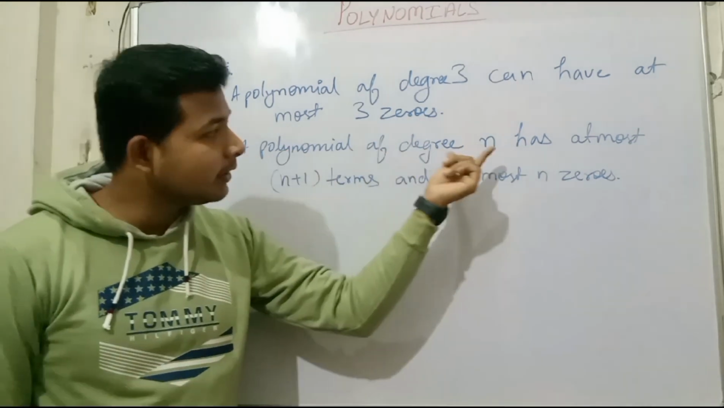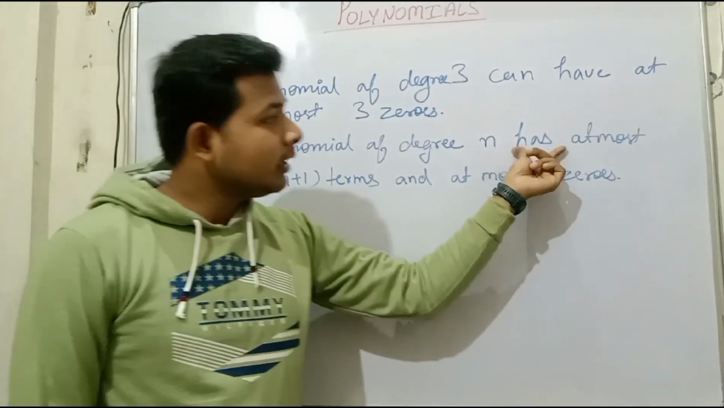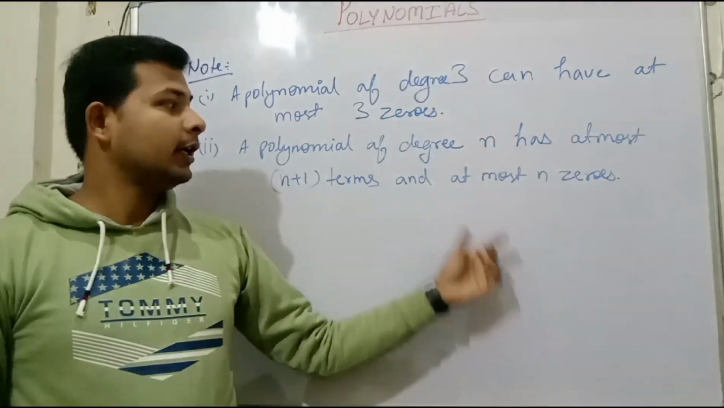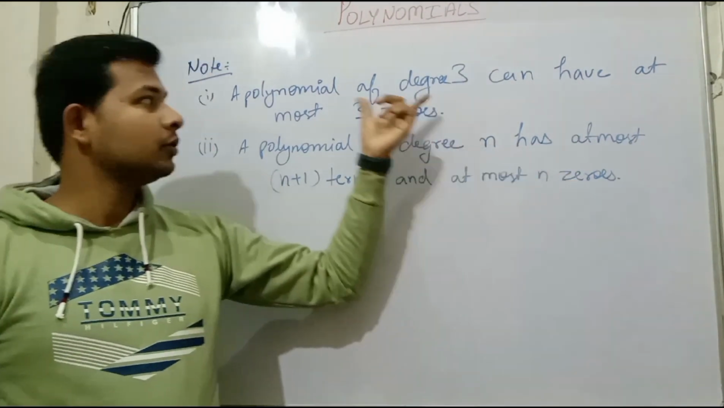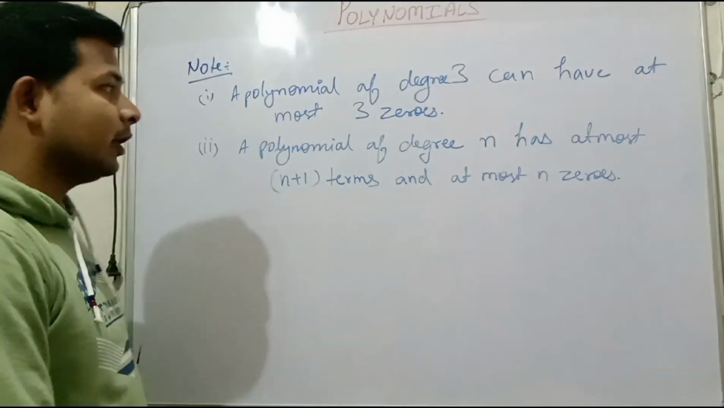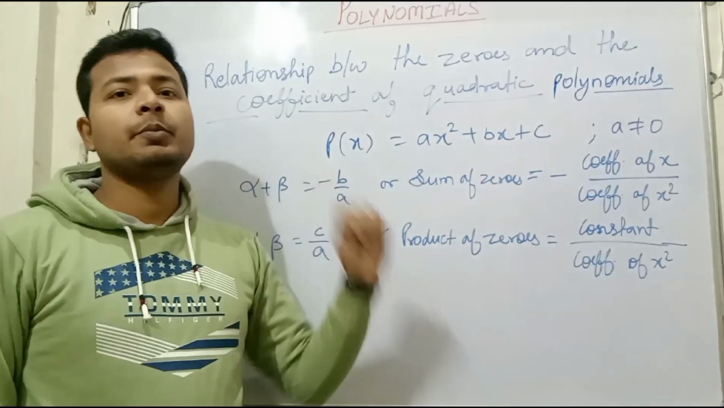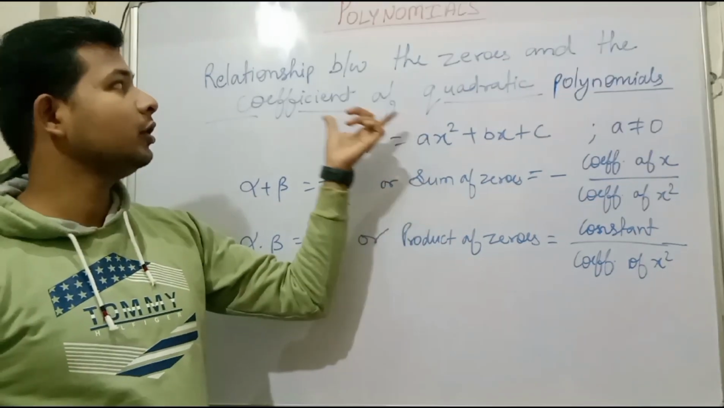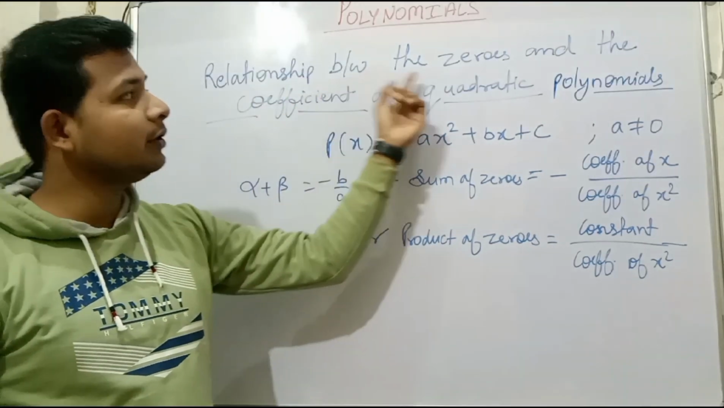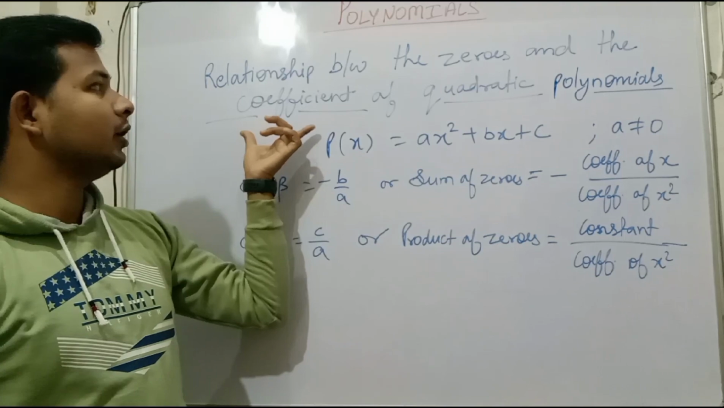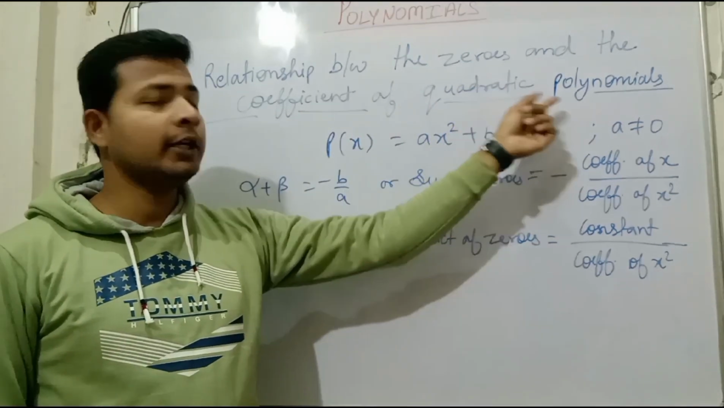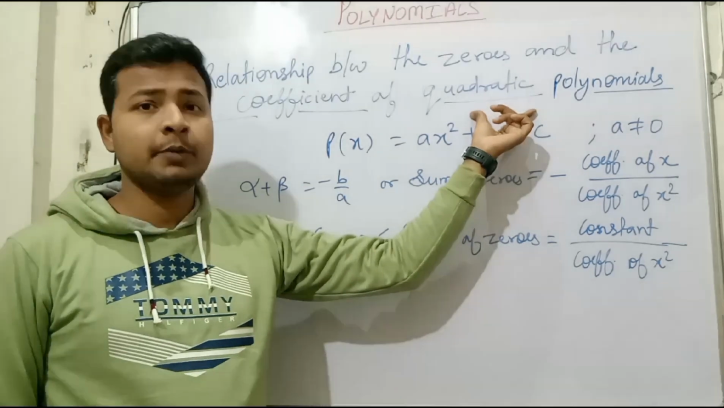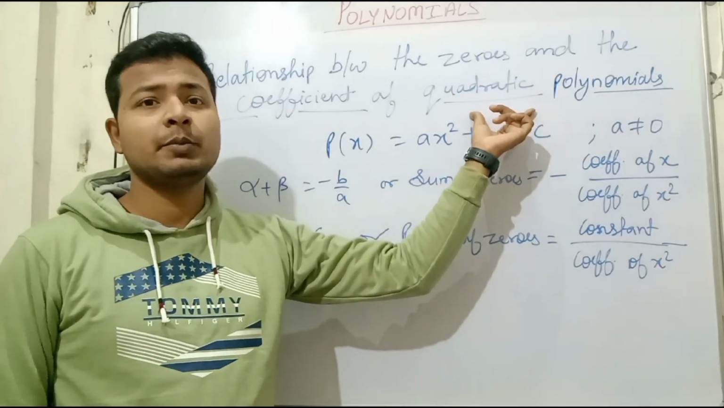If a polynomial is of degree n, it has at most n plus 1 terms and at most n zeros, which I have explained here. Now this is the topic on which the maximum type of question will be asked in your examination. So the topic is the relationship between the zeros and the coefficients of quadratic polynomials. In this chapter we have to only focus on quadratic polynomials for our upcoming board examination.